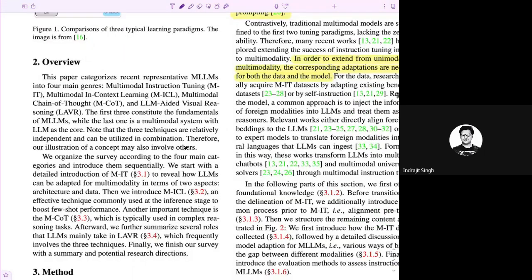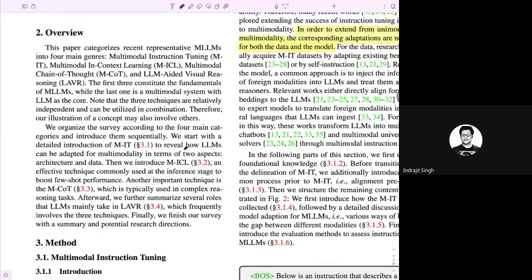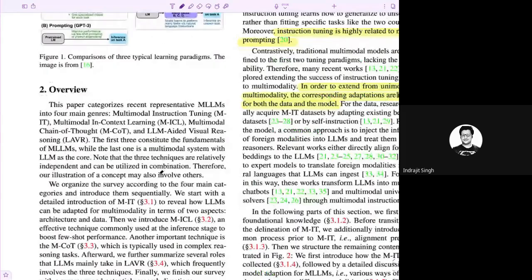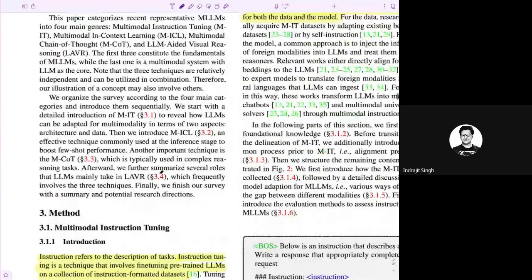If anyone would like to add, it's fine, but otherwise we'll move ahead, because we only have 15 minutes. So we just reached the overview of this.